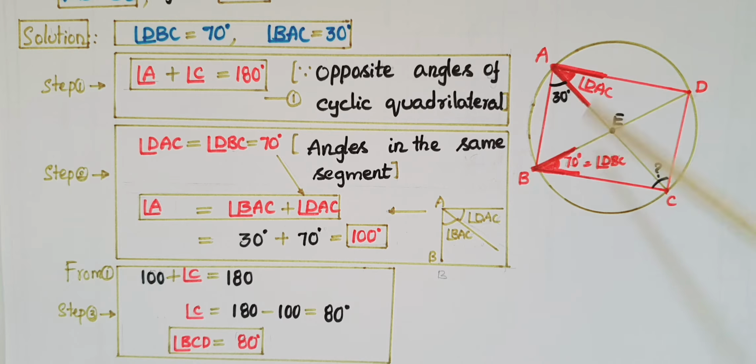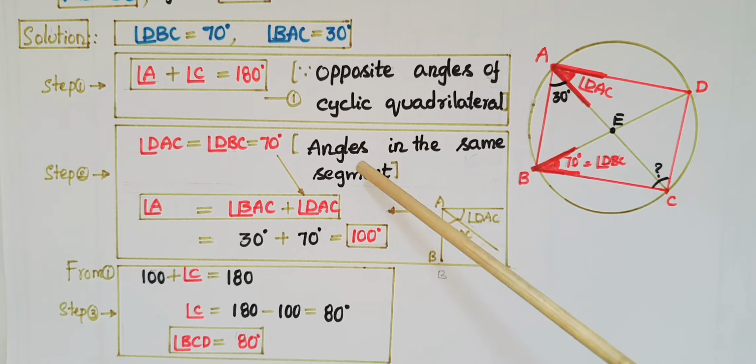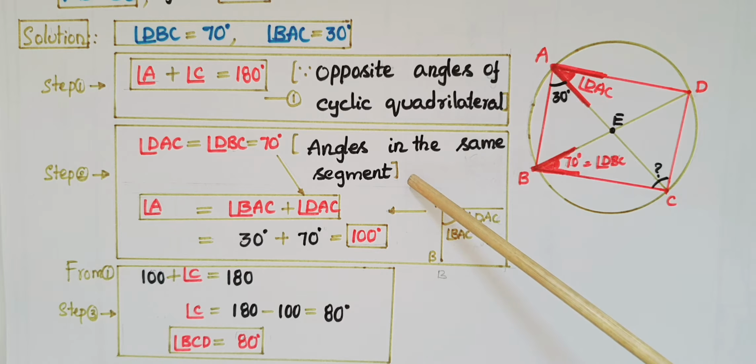So if you observe this figure, angle DAC and angle DBC, these two angles are angles in the same segment. So we know that angles in the same segment are equal. So here angle DBC is given, that is 70 degrees. So angle DAC is equal to 70 degrees. Angle DAC is equal to angle DBC is equal to 70 degrees because angles in the same segment are equal.